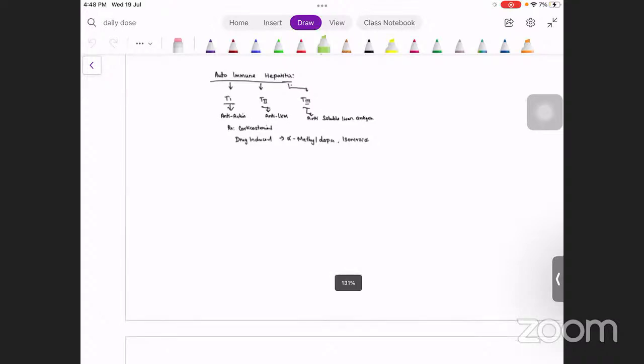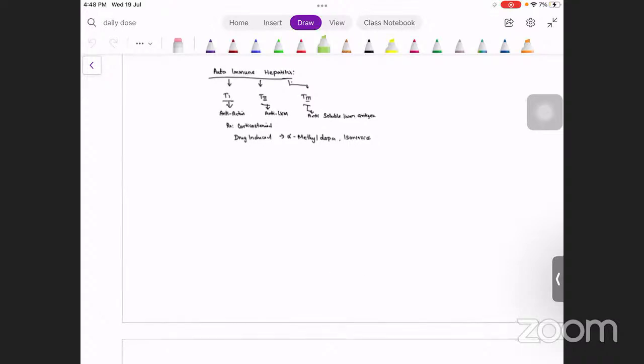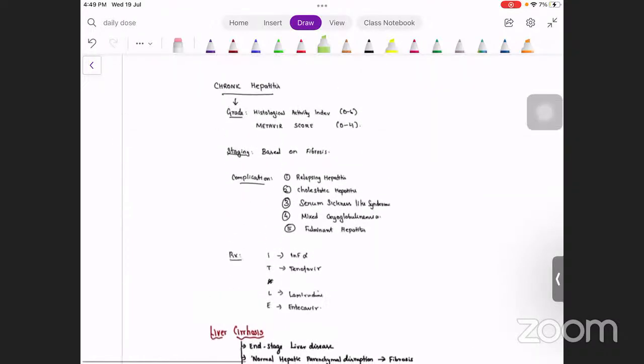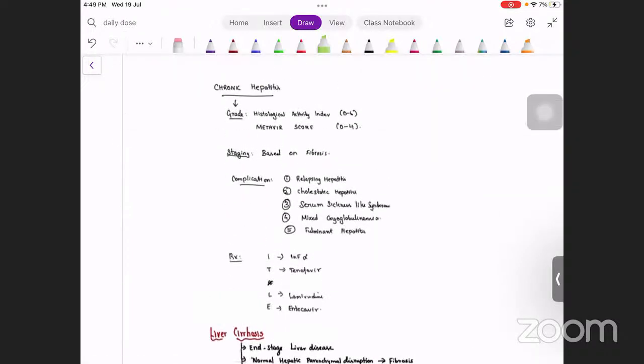Now, speaking about autoimmune hepatitis, we have type 1, type 2, and type 3. Type 1 is associated with anti-actin. Type 2 is anti-LKM. Type 3 is anti-soluble liver antigen 1. For all autoimmune hepatitis, you give a corticosteroid, and for drug-induced, alpha-methyl dopa and isoniazid. Then you have the chronic histological activity index.